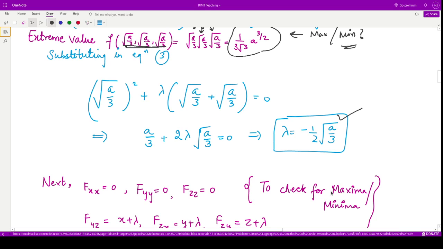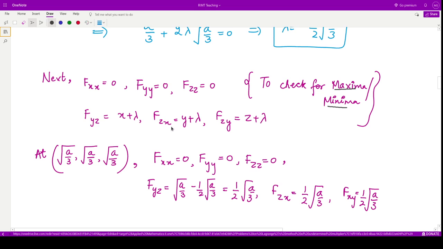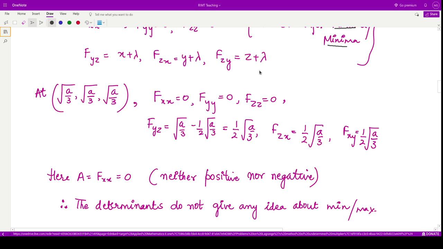Now in order to check for maxima or minima, that means whether this quantity is a maximum or a minimum value, what do you do? You compute the double derivatives. So you compute the double derivative with respect to x, with respect to y, with respect to z, and then the mixed derivatives. That means you compute f of yz, f of zx, and f of zy. When you compute all these values, you calculate them at the given point also.